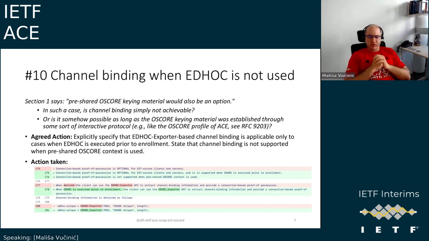So the next issue that was resolved was channel binding when EDHOC is not used. This was a comment by Marco, who outlined that the channel binding we are doing is very specific to the case when EDHOC is used. So we made the PR to clarify that the channel binding that is optional in the draft is used when EDHOC is executed prior to enrollment. And when OSCORE is used directly with pre-shared contexts, we are not doing channel binding.